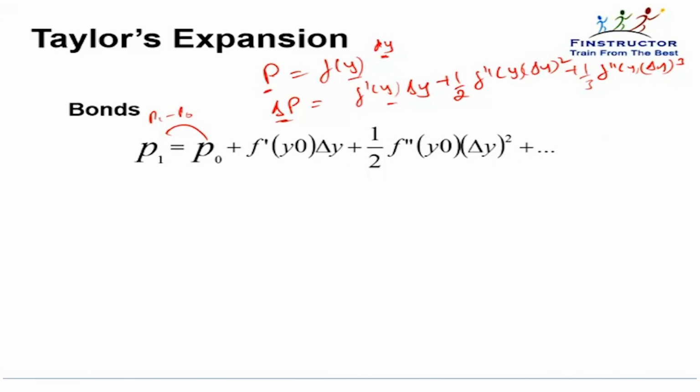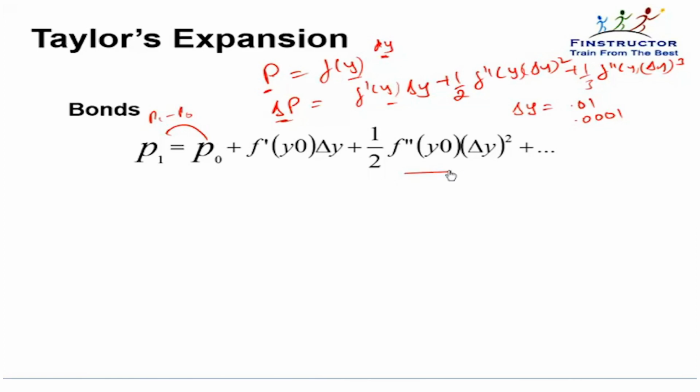Now the change in yields is normally of the magnitude of 0.2%, 0.5%, maximum let's say 1%. Even if we take 1%, then delta Y is only about 0.01. If I take the square of delta Y, it will become 0.0001. And if I take the cube, you agree that the number will start becoming insignificant. Hence, in bonds, we normally take this expansion to the second term.